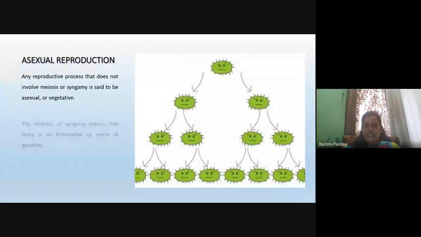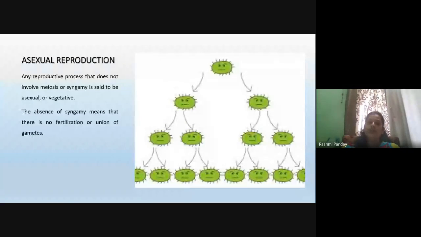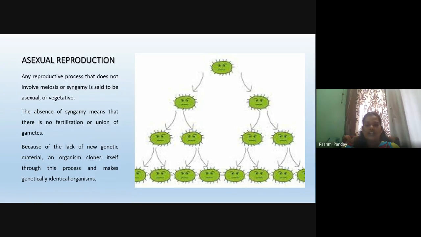So when there is absence of syngamy, and syngamy is your fertilization or union of two different kinds of gametes, it could be male or female, or it could be a positive or a negative strain. They are genetically different. Wherever there is union of gametes, we call it syngamy. That is not occurring here, only a simple one cell which is giving rise to two cells. There is no union of two different gametes.